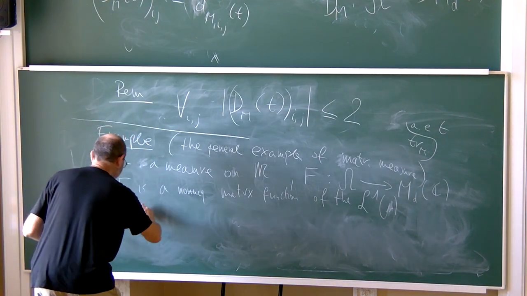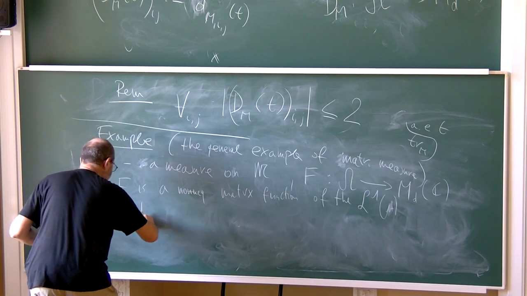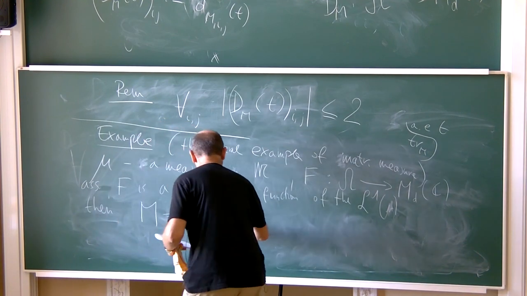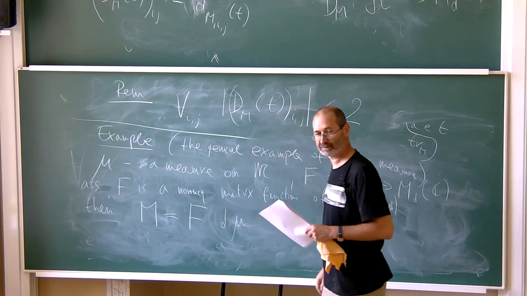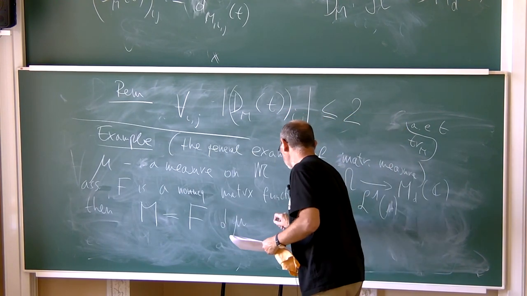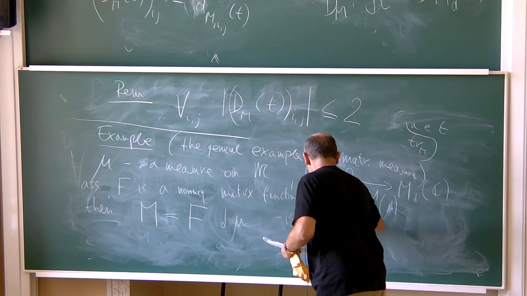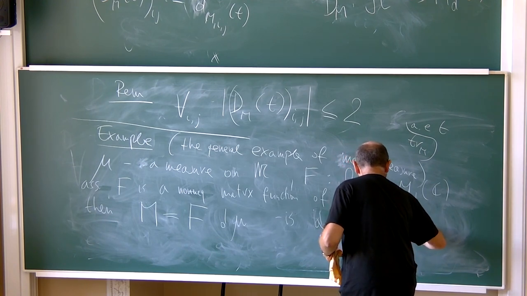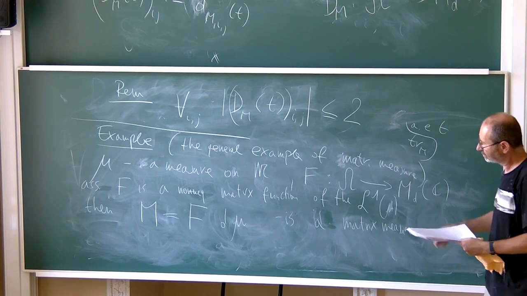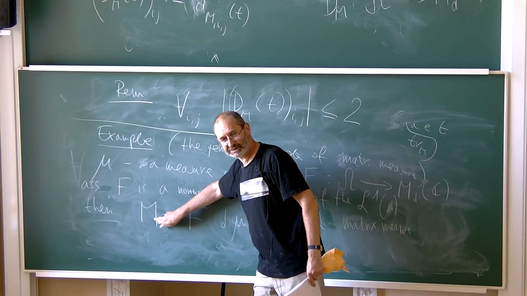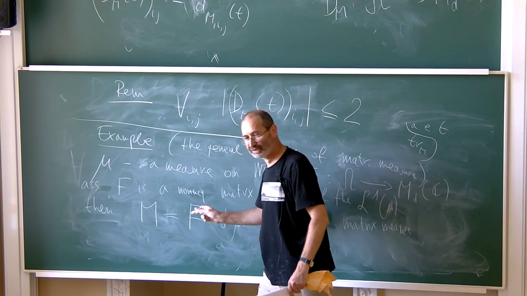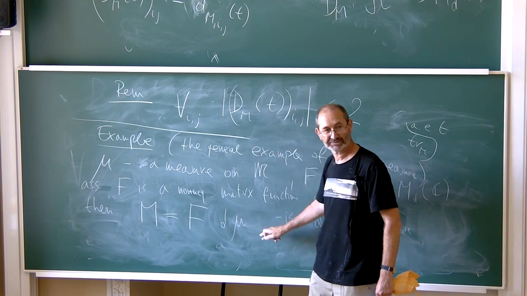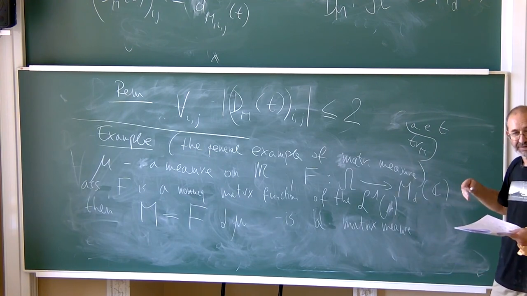Then consider something like this. Then M, which is of the form F d mu, in the sense as before, is a matrix measure. So when we want to calculate this, we should integrate this function over omega with respect to this measure. So we will obtain the matrix measure, and the inverse is true.